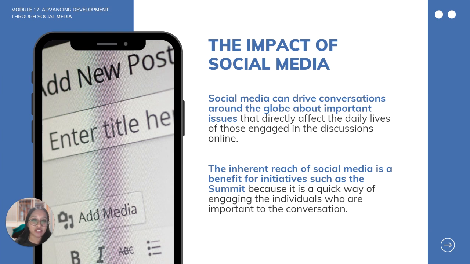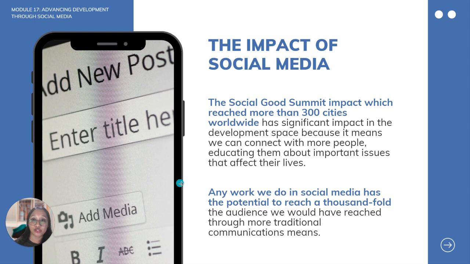Second, the inherent reach of social media is a benefit for initiatives such as the summit. Third, the Social Good Summit impact reached more than 300 cities worldwide. And fourth, any work we do in social media has the potential to reach 1,000-fold the audience we would have reached through traditional communications means.